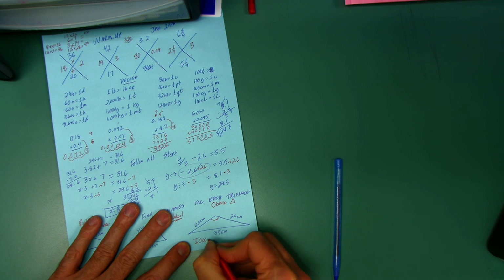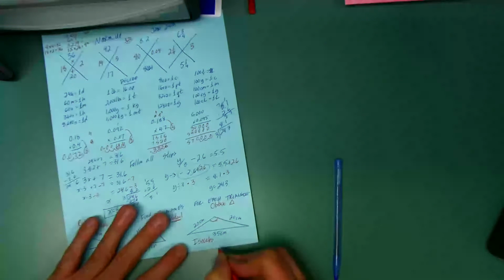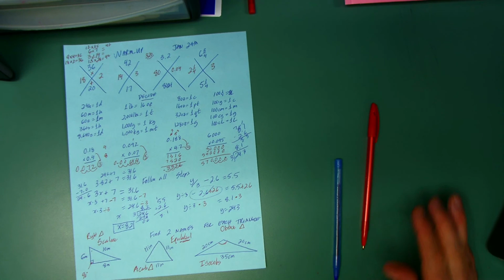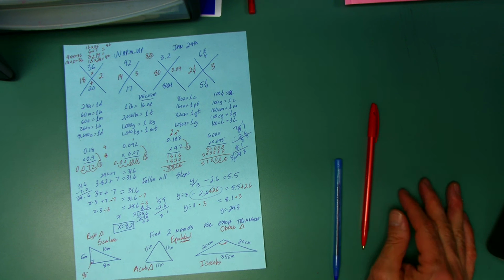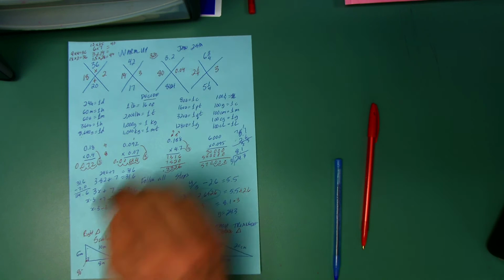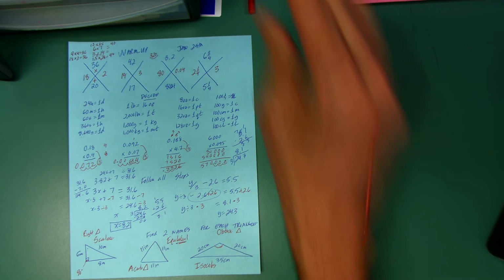Isosceles. Isosceles triangle. All right, a little geometry, all vocab, huh? Draw these in your folder, right? In your composition book.